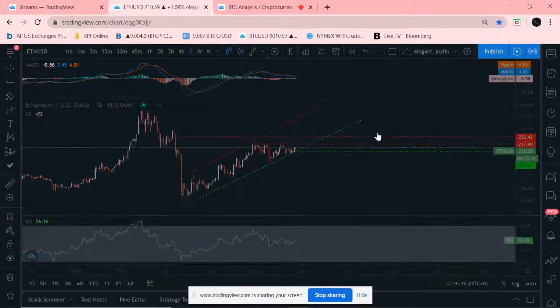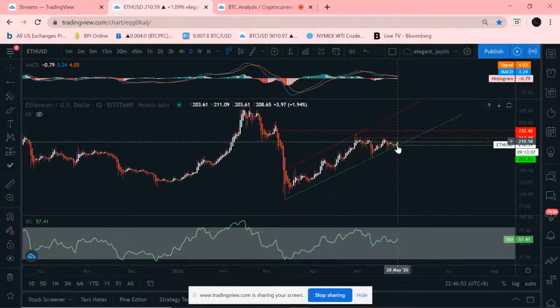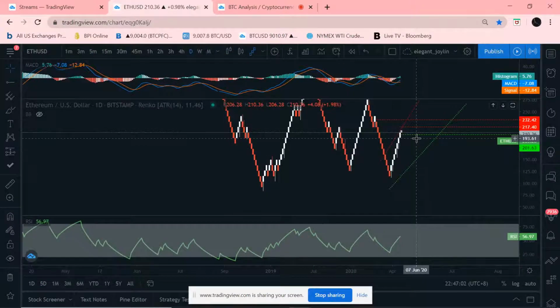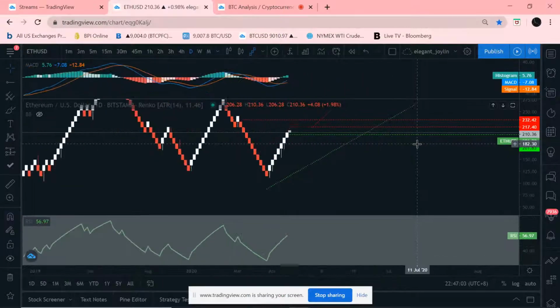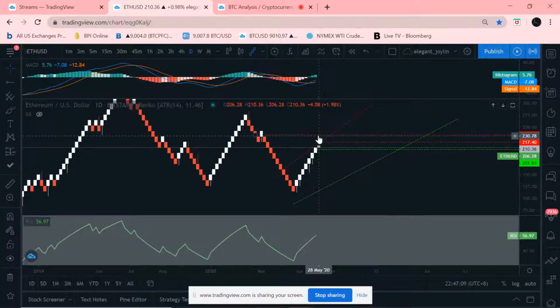Also, if you look at the Heikin Ashi, it's still the same, more bullish. Same with Renko. So all three candlestick types that I'm using are more bullish. So there you go for Ethereum. And the last one is LTC.